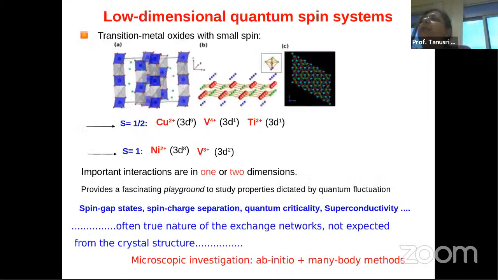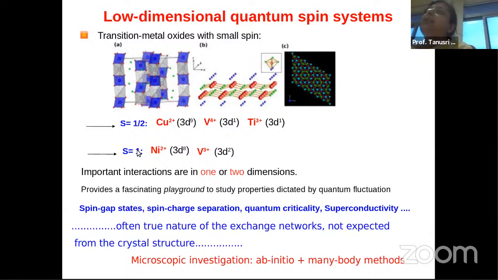The next example in this category that I would like to demonstrate is that of low dimensional quantum spin systems. These are transition metal oxides or chlorides with small spin. What I mean by small spin is like copper 2 plus, vanadium 4 plus, or titanium 3 plus, which has a single electron. In the case of copper 2 plus, it's a single hole. So therefore, the spin associated with it is half. You can also take nickel 2 plus or vanadium 3 plus, which has 2 electrons or 2 holes. Therefore, S is equal to 1. So therefore, the spin is small.